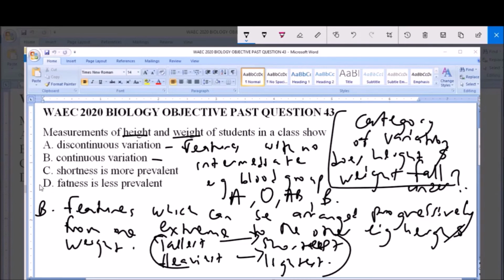Option C says shortness is more prevalent, which in this context makes no sense. Option D says fatness is less prevalent, which also doesn't make sense in this context. So as we have established, continuous variation encapsulates measurements of height and weight, as they are features that can be arranged from one extreme to another progressively. So option B, continuous variation, is the correct answer.